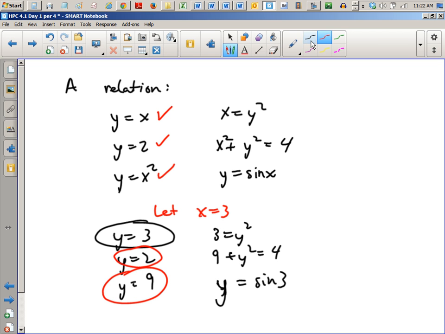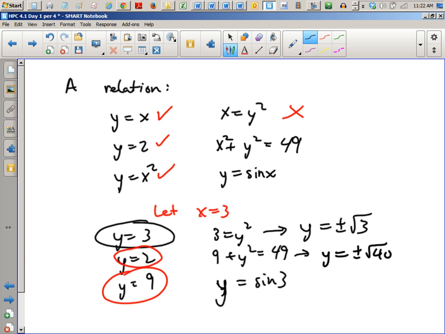This next one isn't quite solved yet. You'd have to square root both sides, and you would get y equals plus or minus rad 3. So we would say that x equals y squared is not a function, right? The same thing happens on this next one. In fact, this doesn't give us any solutions at all. I should have probably picked maybe 49 for the right side. Let's switch that. Let's make that x squared plus y squared equals 49, since you guys picked 3. This is going to give me y equals plus or minus rad 40. Again, that's not one answer.